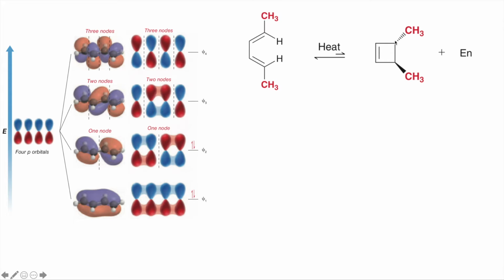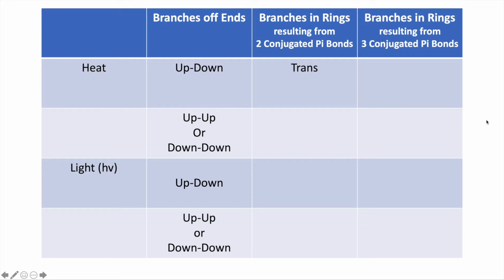That changes the handedness, whether the right hand or left hand, R or S, for each of these 2 chiral centers. And so if you changed both of those, you'd get the enantiomer. And you would get both of the enantiomers when you do this electrocyclic reaction. So that's why they have the plus En. And so in the table, that was represented by this first case. You're using heat. The branches off of the end of the conjugated system are going up and down, and we only had 2 conjugated pi bonds, so it was trans.